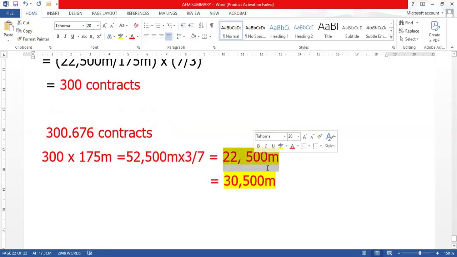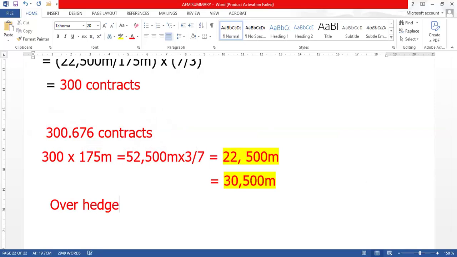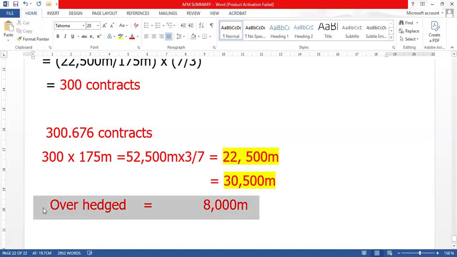Then the answer you get here, compare it with the amount to be hedged. The difference will show you that it is overhedged or underhedged. What is that difference? That is 8,000 million.